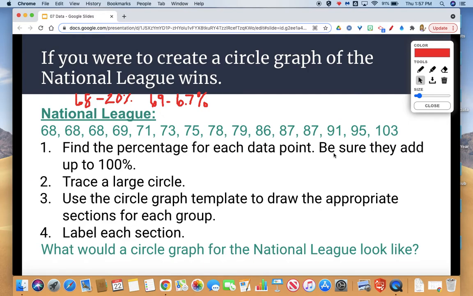What would a circle graph for this National League look like? What do you think? Well, the 68s would take up about a fifth of it at 20%, and then most of the other data points are only in here one time with the exception of 87. So the rest of your graph would all have that 6.7%, kind of these smaller sections, with that exception being our 87 would be twice that size.